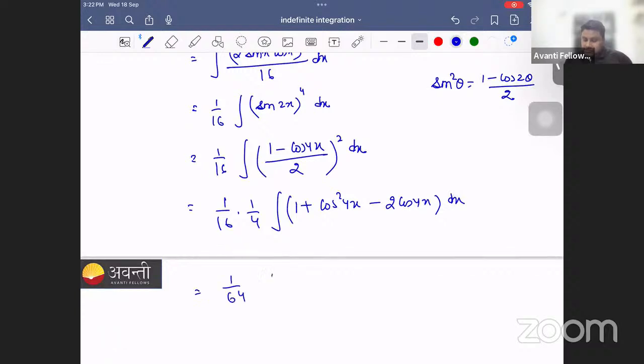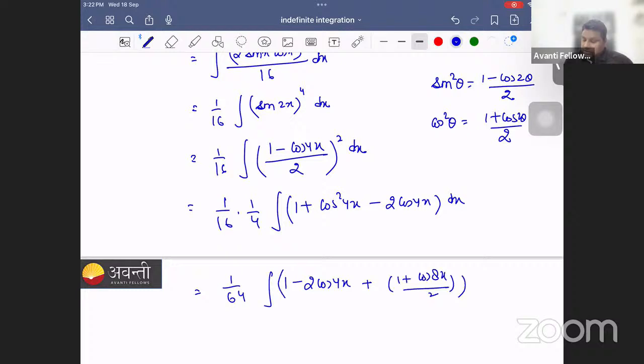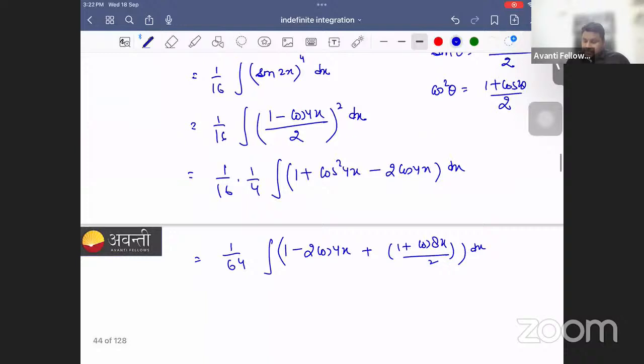So 1 by 64 integration 1 minus 2 cos 4x. Now also I have a formula that cos square theta is 1 plus cos 2 theta upon 2. So it is 1 plus cos 8x upon 2 dx. The double angle of 4x will be 8x. So it is 1 by 64, 1 plus 1 by 2 comes 3 by 2 minus 2 cos 4x plus half of cos 8x dx.